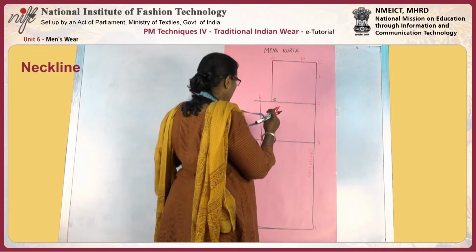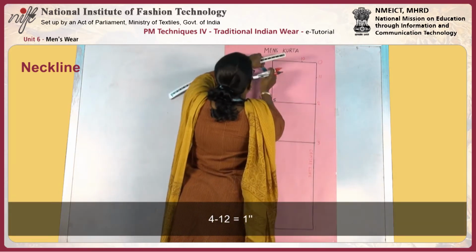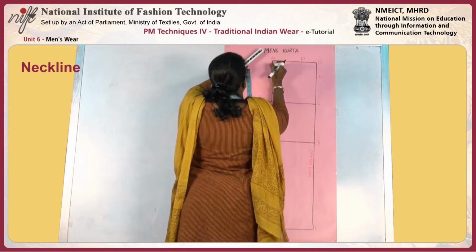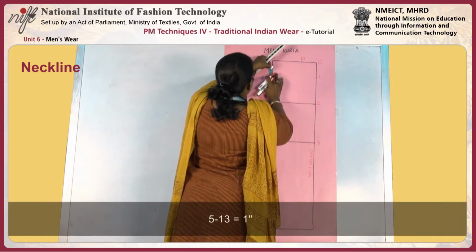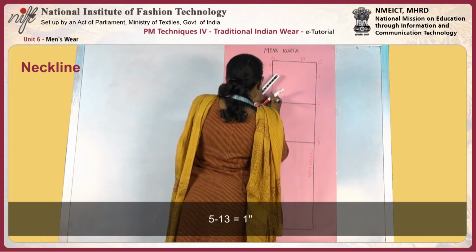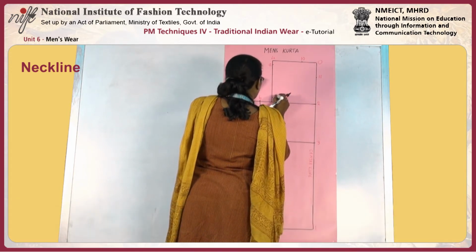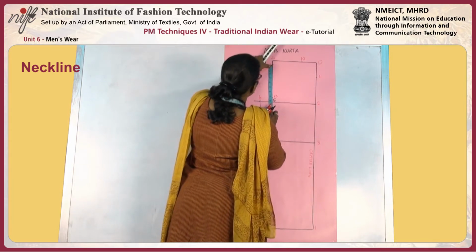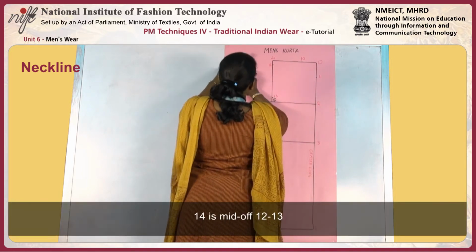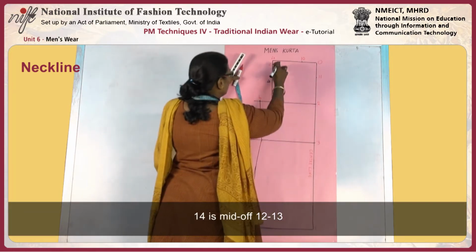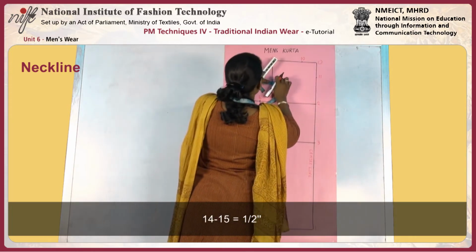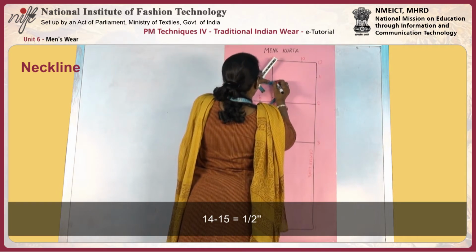Now 4 to 12 is 1 inch, and 5 to 13 is 1 inch. 12 to 13 is mid. So 14 is the mid of 12 to 13. And take 15, half an inch inside.